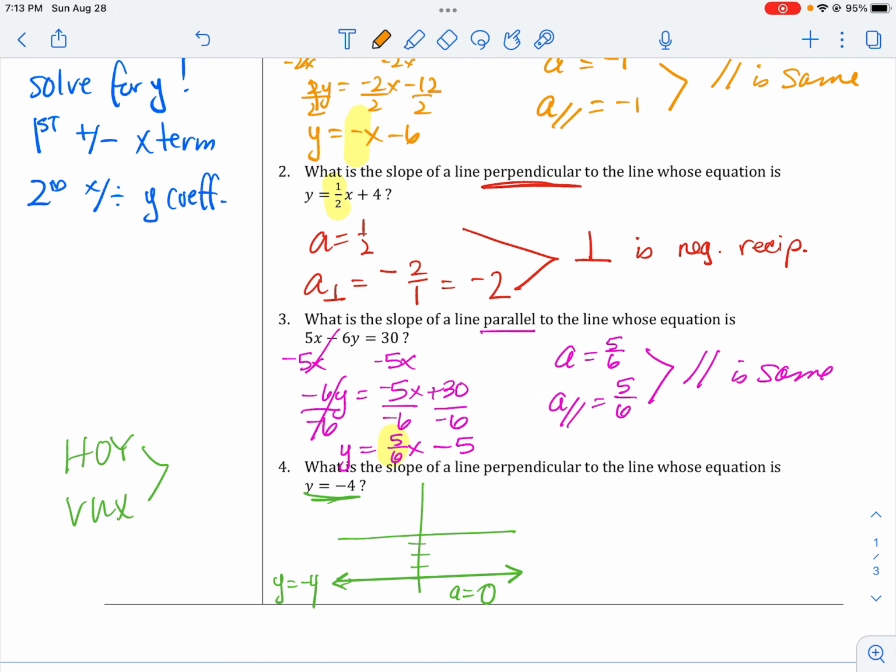So when I do one perpendicular, that's a vertical line. Vertical lines have undefined slope. So this is x equals a constant, and our slope is undefined. So if I want slope that is perpendicular, a perpendicular is undefined. So those are level 2 questions.